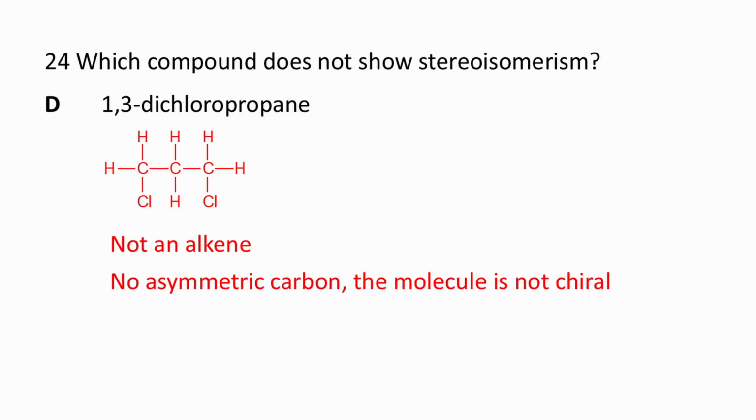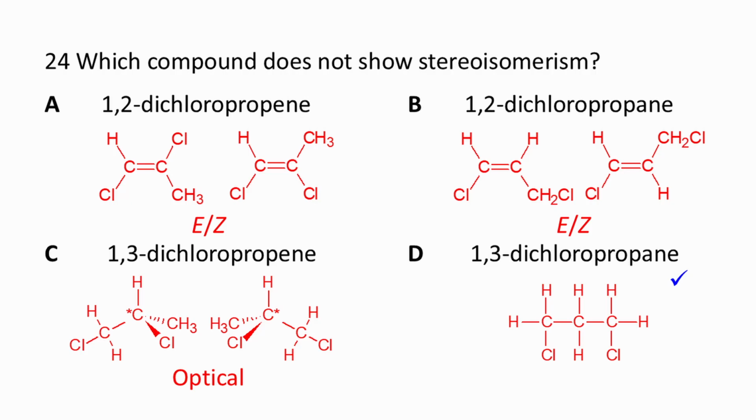And finally, option D. It is not an alkene, so it is not possible for option D to show EZ isomerism. None of the carbon atoms in this structure are attached to four different atoms or groups. That is to say, there is no asymmetric carbon, so the molecule is not chiral. The correct answer is option D for this question.